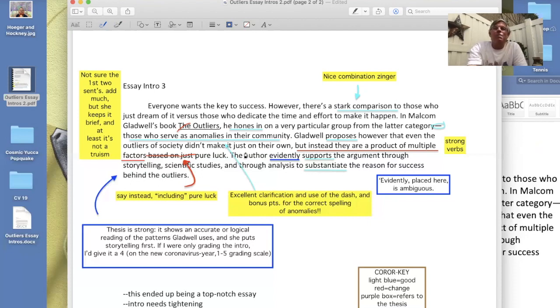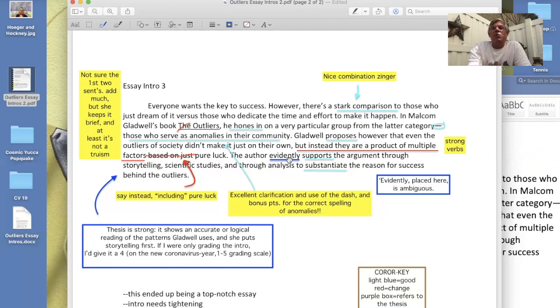Okay, then I had a little problem right here. I think you need to say, instead of "I mean," you need to say "including." And also this one half of a line is a little bit awkward. So I think you can do it in fewer words, but instead they are product of multiple factors, including pure luck. Yeah, I think you could probably do that in a couple of words.